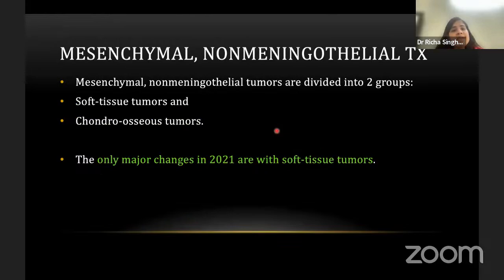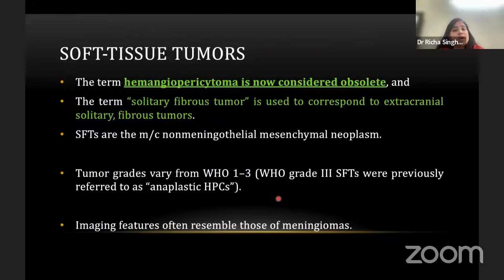Then the next group is mesenchymal and non-meningothelial tumors. The meningeal tumors like meningiomas have largely been unchanged in the recent classification. The only major change in the WHO 2021 classification is with soft tissue tumors, that is the solitary fibrous tumors and the hemangiopericytoma subgroup, where the hemangiopericytoma terminology has now been omitted, and all the tumors which look like hemangiopericytoma are now called solitary fibrous tumors, and they correspond to the extracranial counterparts of themselves, the solitary fibrous tumors.